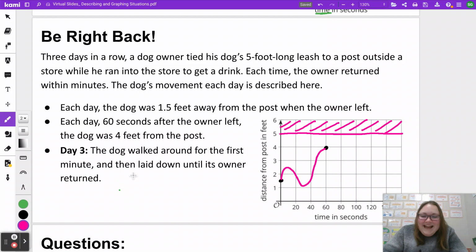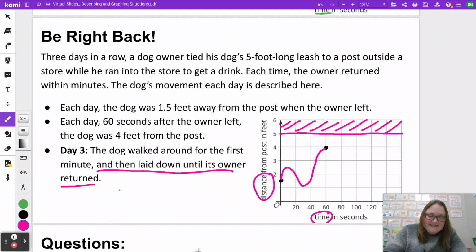The second part says, and then laid down until the owner returned. So this is, again, where we have to think about what does this mean for time and distance. And if you think through that, you're going to realize if the dog is laying down, time is still going forward. So my line needs to go forward. But if the dog is laying down, that distance is not changing. So the only option, you can have whatever you want for this first minute, but after 1 minute, your dog needs to lay down and stay 4 feet from the post for the rest of the time.